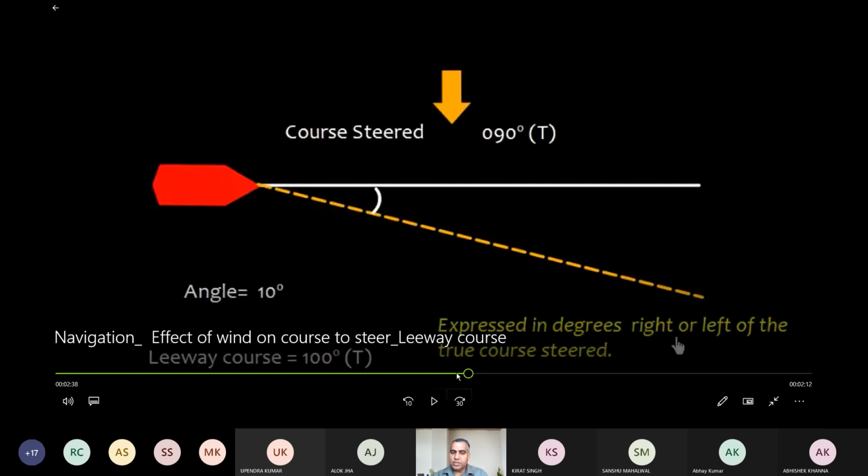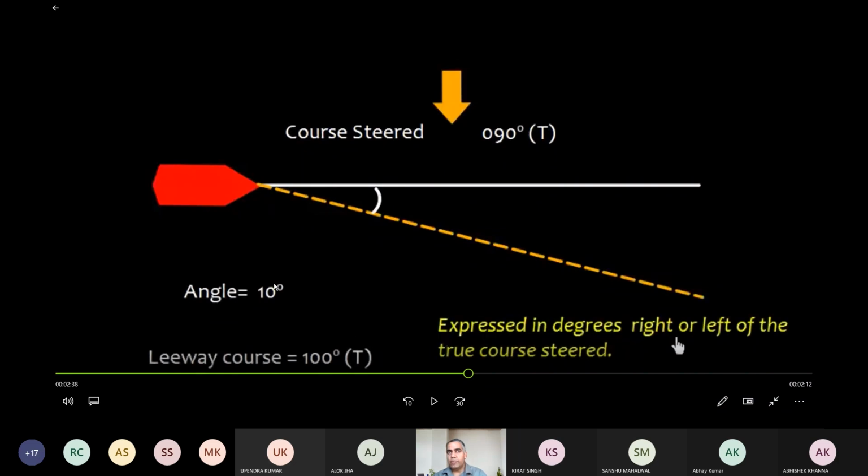Let's say in this particular condition, the ship was moving on an easterly track, easterly course. The wind is a northerly wind, and the leeway angle is 10 degrees. Now in this case, to find the leeway track, we will have to add this angle to the course steered. So 90 plus 10 will give us the leeway track, which is 100.